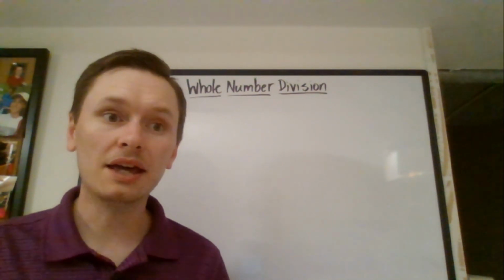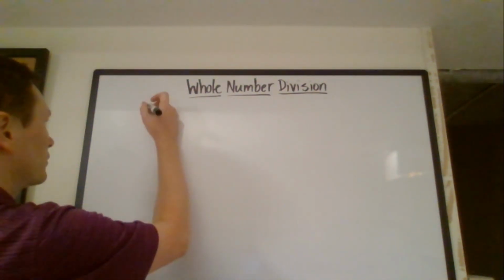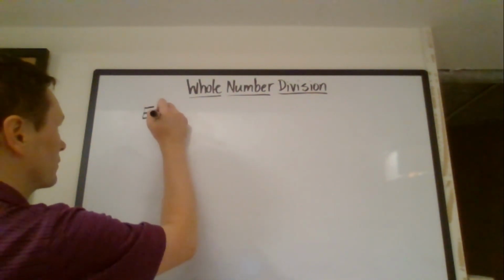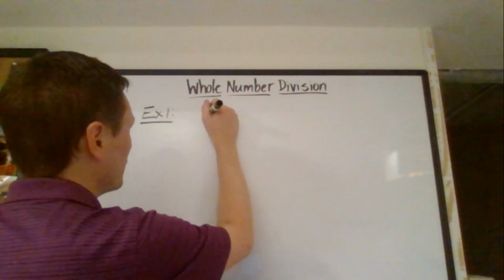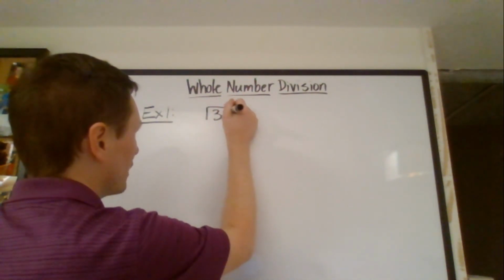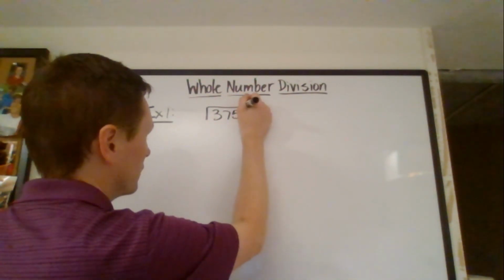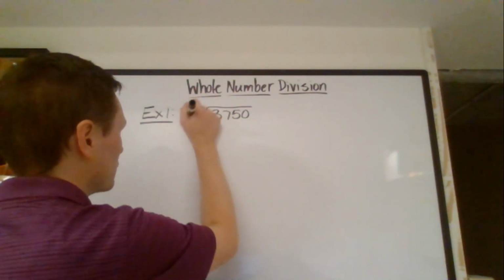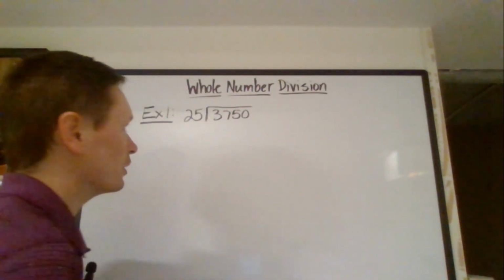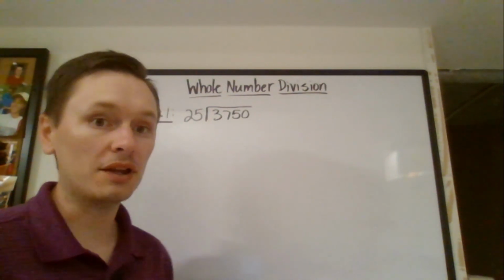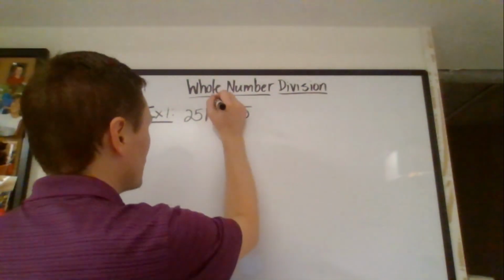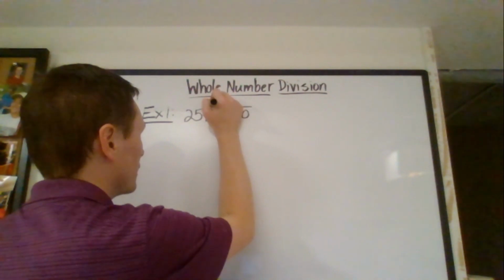Well, to look at that, let's start off with an example. Okay, our example is 3,750 divided by 25. So first we will ask ourselves, how many times does 25 fit into 3? And the answer is 0 times, so we put a 0 on top.